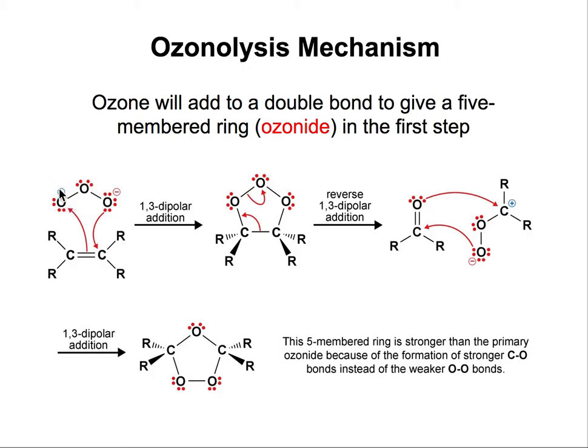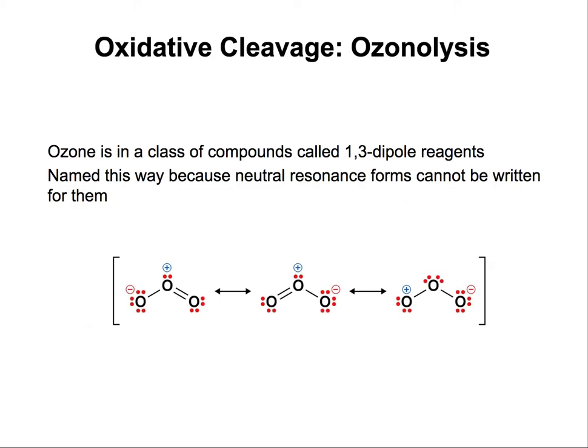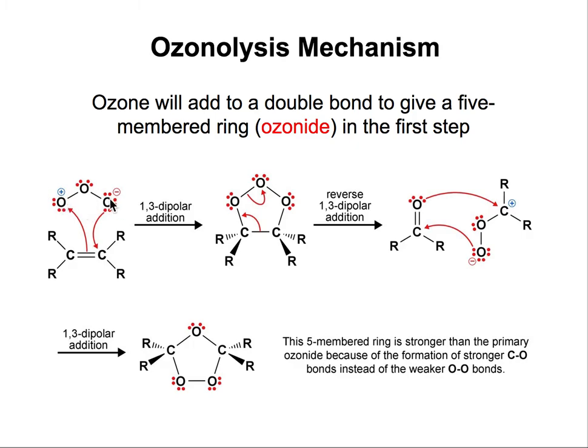So you see here we have that ozone that is polarized, because even though it has three oxygens, right, one part of the molecule is going to have that negative charge, the other part is going to have that positive charge, and this is why these molecules are called 1,3-dipole reagents, because they have that dipole within the same molecule.